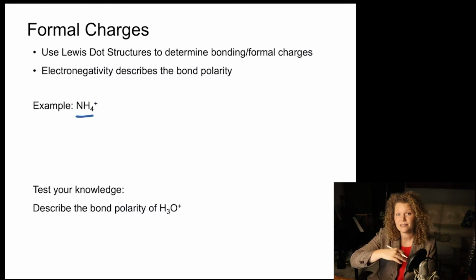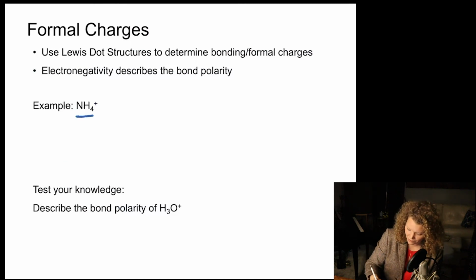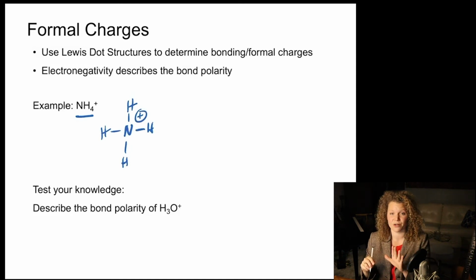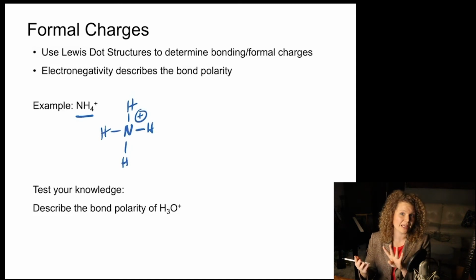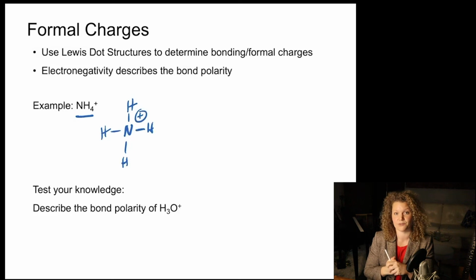We looked previously at ammonium, right? Let's draw that out again. So we've got nitrogen. We have 4 bonds to our hydrogen. And our nitrogen should have 5 electrons around it. It's in group 5, but it only has 4 here. That's where we have a positive charge.